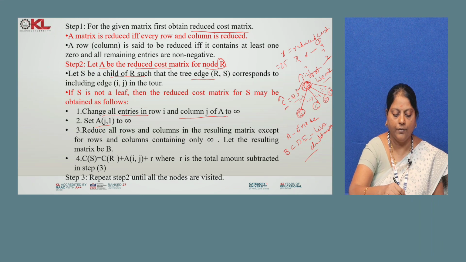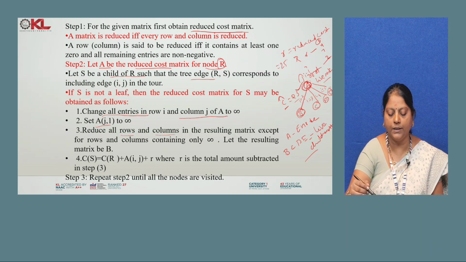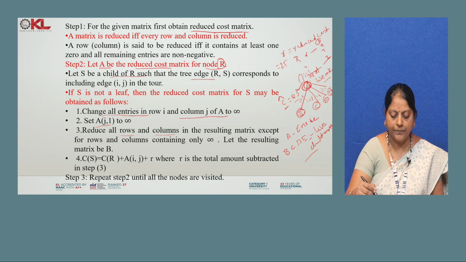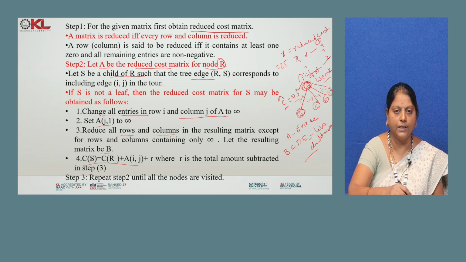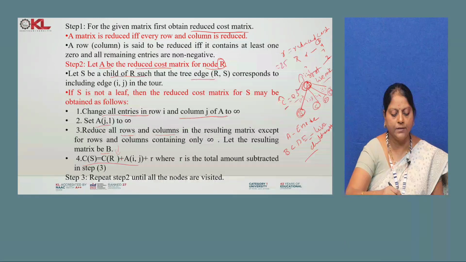We have to find out row reduction and column reduction, then we get the final reduction matrix. That is called matrix B. After that we have to calculate the cost of the children by using this formula: C of S equal to C of R plus A of Ij. What is C of R here? C of R is the cost of the root or parent, and A of Ij is the cost of that edge in that reduced cost matrix.